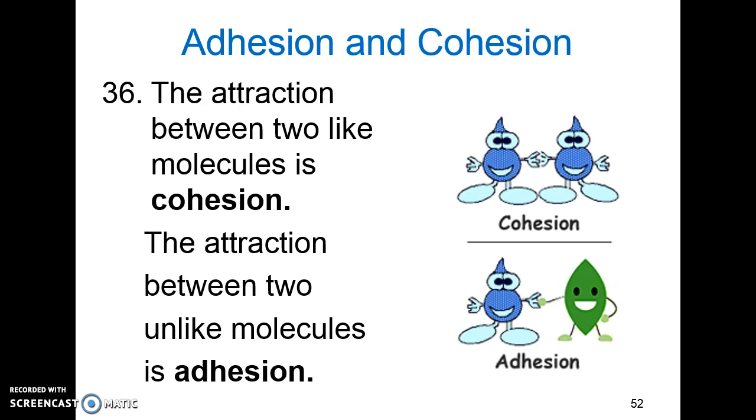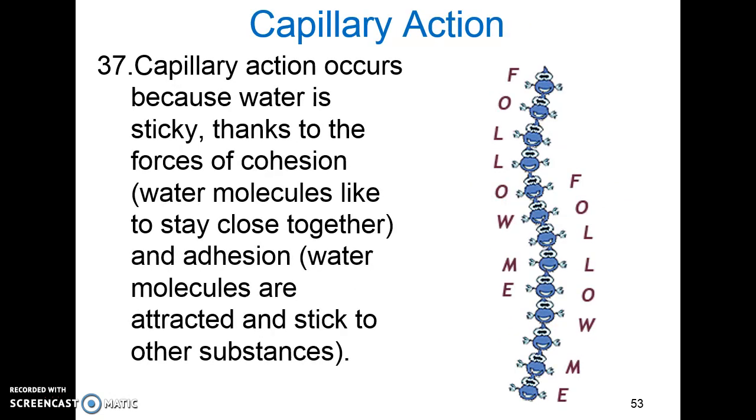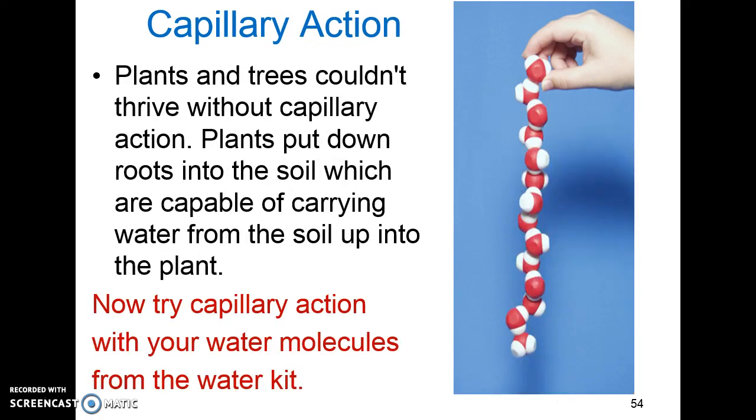Alright, number 36. The attraction between two like water molecules is called cohesion. And the attraction between two unlike molecules is adhesion. And you're going to find both of those on your test. 37. Capillary action occurs because water is sticky thanks to the forces of cohesion and adhesion. So try and stick your water molecules together. See how that works? You can do that. So plants and trees couldn't thrive without capillary action. Plants put down roots in the soil which are capable of carrying water from the soil up to the plant. Now try that yourself.